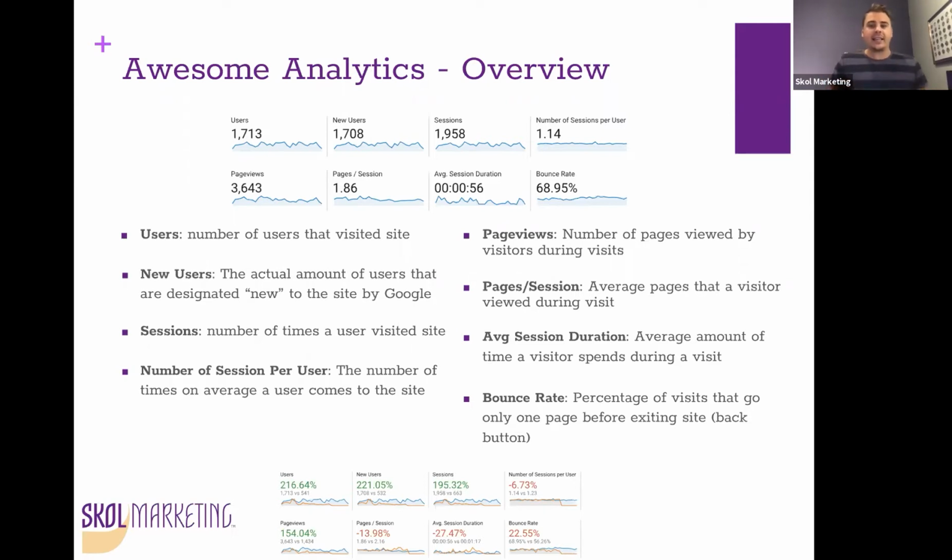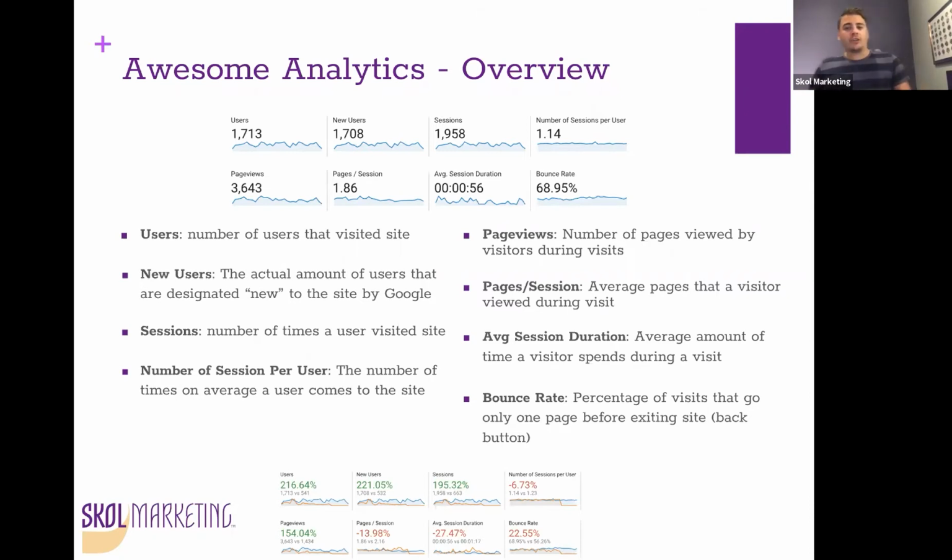Number of sessions per user is just simple math, taking the sessions divided by users. And so we see that every time someone came to the site, they essentially visited the site 1.14 times per user. Now, page views are how many pages they actually viewed on your site during those collective sessions. Again, pages per session is simple math. This is an example of 1.86 pages per session.